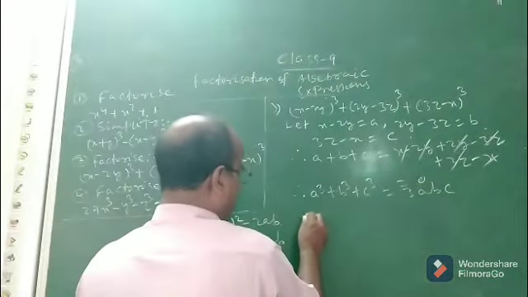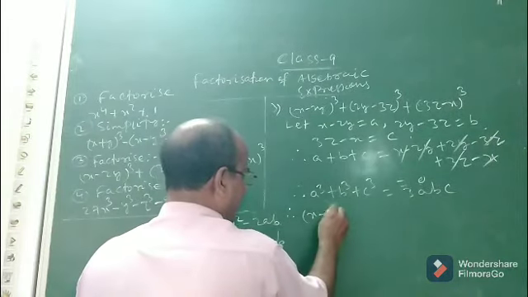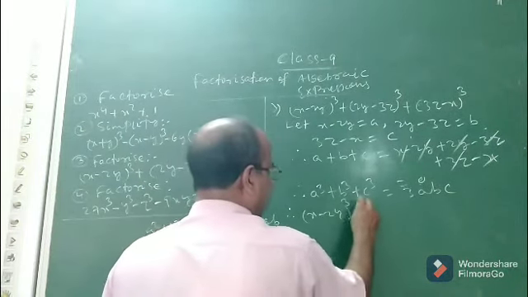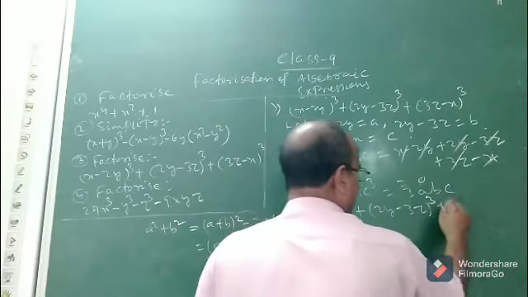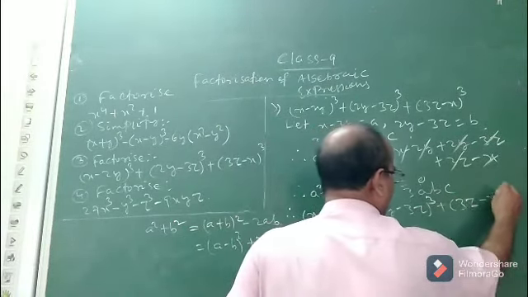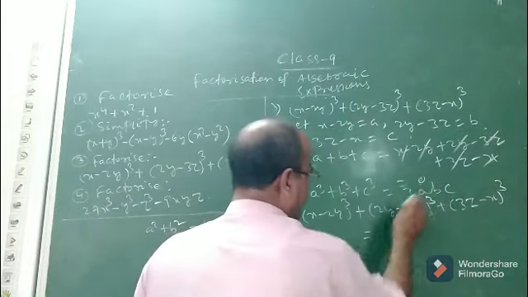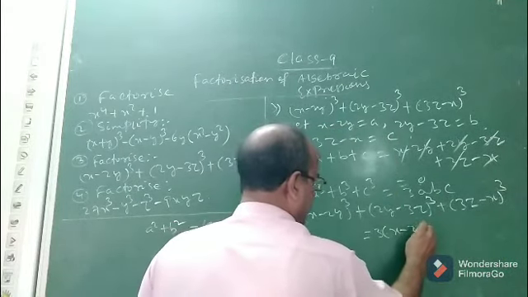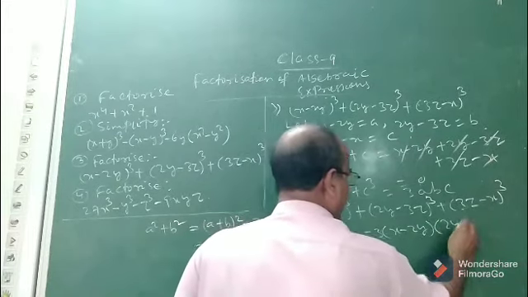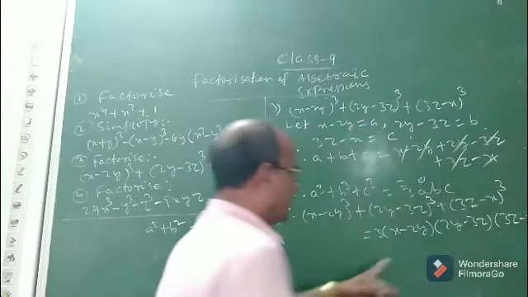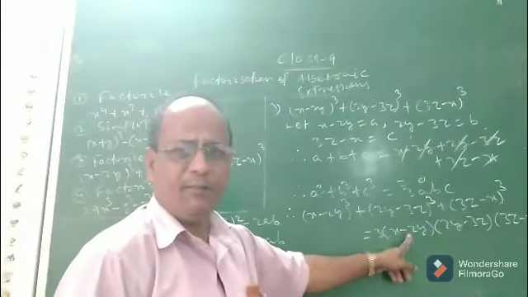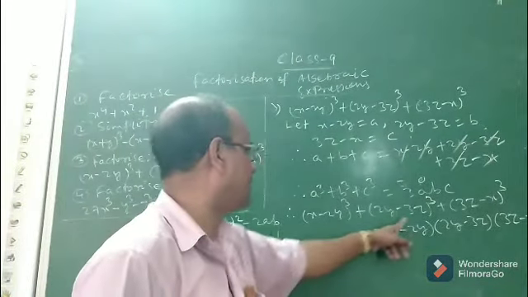So in place of x, what will I put? Therefore, (x minus 2y) whole cube plus (2y minus 3z) whole cube plus (3z minus x) whole cube equal to 3abc, that is 3 into (x minus 2y) into (2y minus 3z) into (3z minus x). You see, children? So this will be the complete factorization of this algebraic expression.